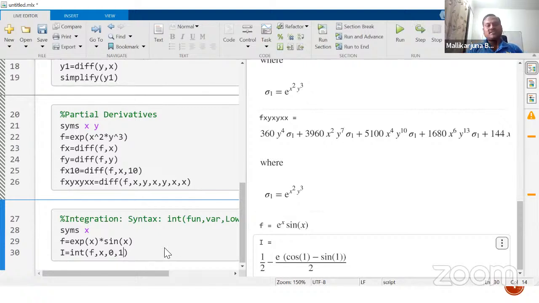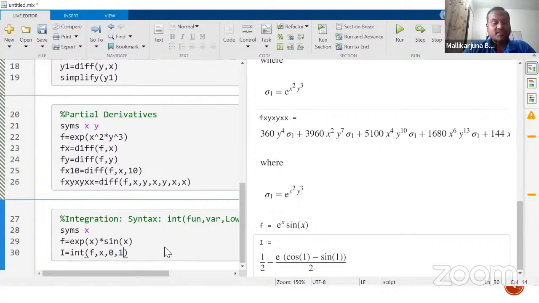How to find the derivative at a point? Just replace with some x value. That is another logic. Just substitute the x value. I'll get back to that. Integration of the function with respect to the variable and within the limits 0 and 1. You can see the result.